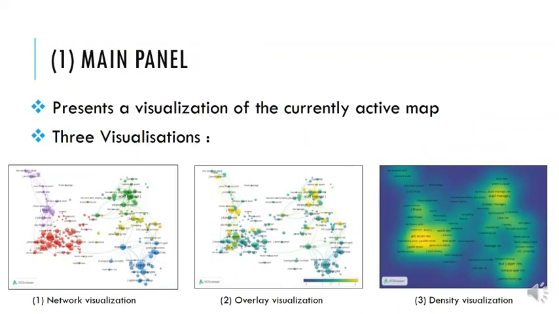The first panel is the main panel. The main panel presents a visualization of the currently active map. There are 3 visualizations in this panel. First is the network visualization, second is the overlay visualization, and third is the density visualization.